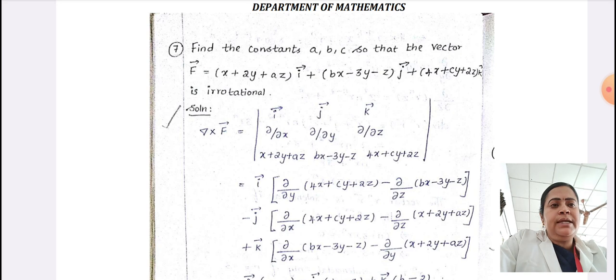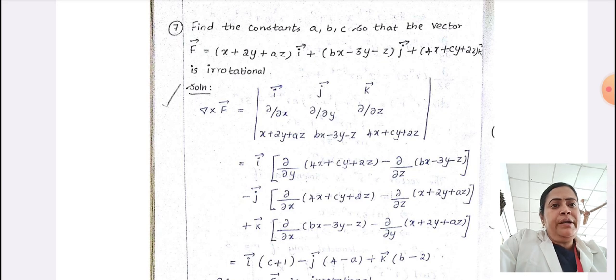Find the constants a, b, c so that the vector f equal to (x plus 2y plus az) i vector plus (bx minus 3y minus z) j vector plus (4x plus cy plus 2z) k vector is irrotational. Whenever you are going to find a constant, a condition will be given. Here the given condition is irrotational. When will you say the f vector is irrotational? A vector is said to be irrotational if its cross product, that is del cross f, is equal to 0. That is, curl f vector equal to 0 is the condition.